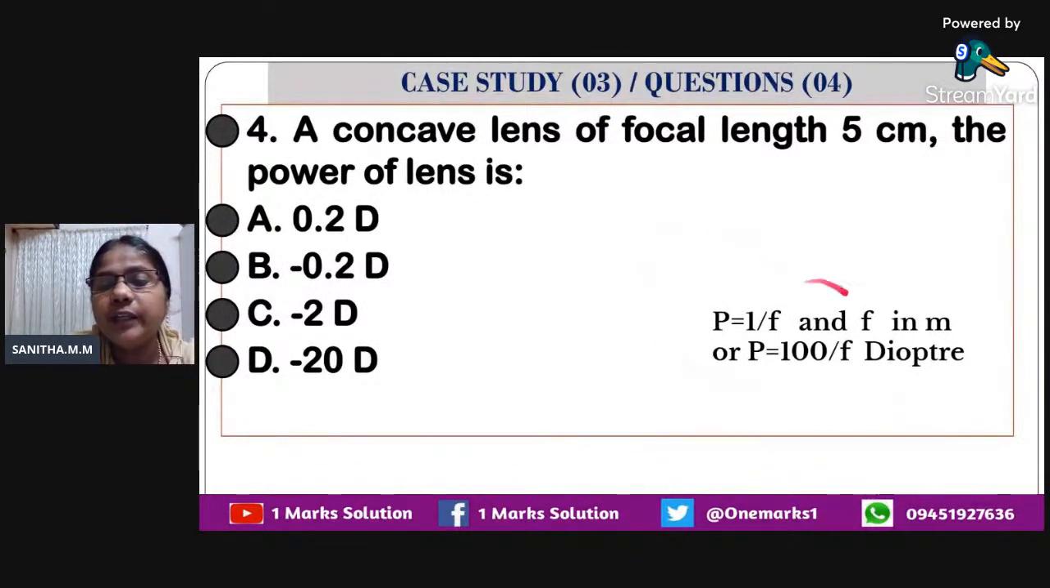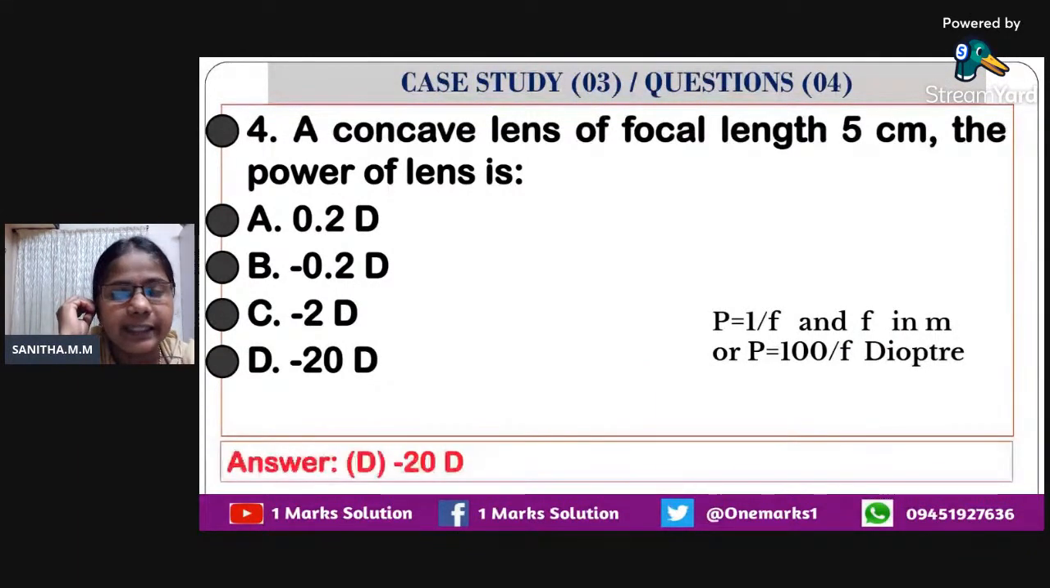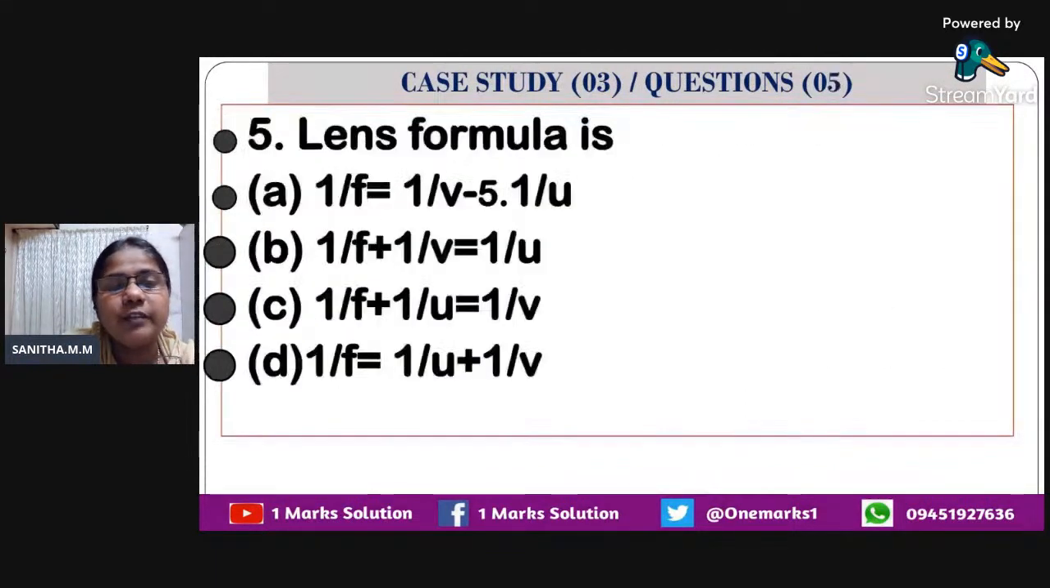And here if you are doing this, focal length is given with this formula. If you are just calculating, you will get 100 by 5. 100 by 5 is 20. So the answer is 20. But again, you have to see whether it is minus or plus. So the answer is minus 20 D. That is the correct answer. So option D. Let us move on to the next question.